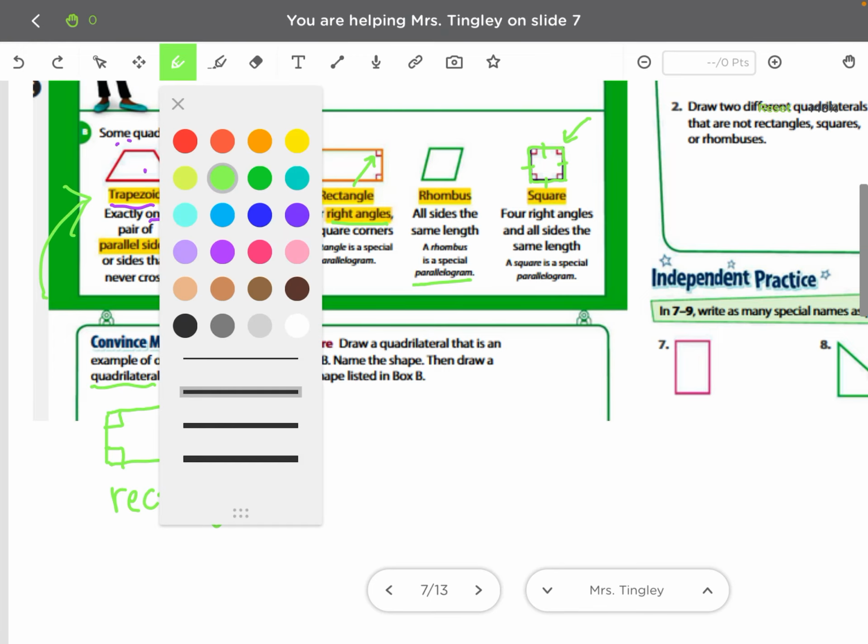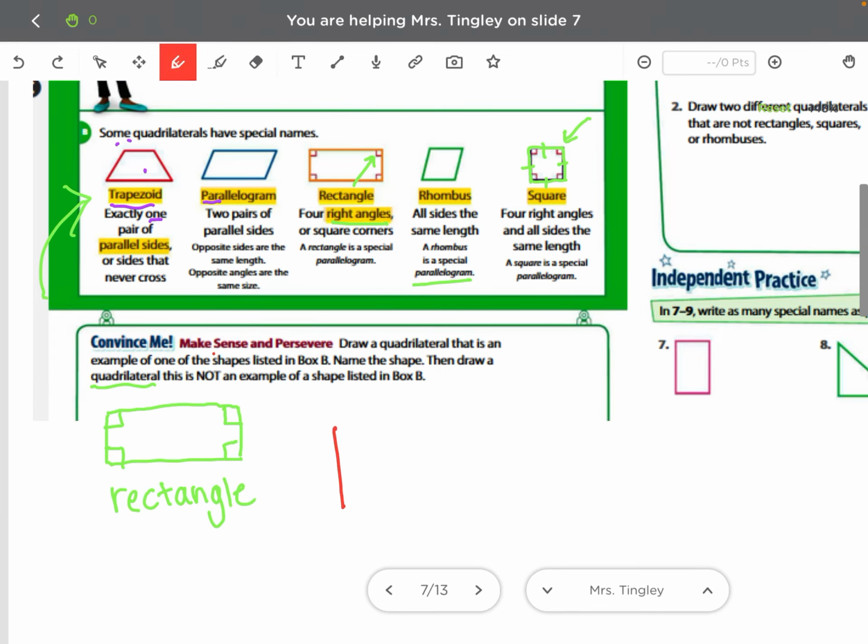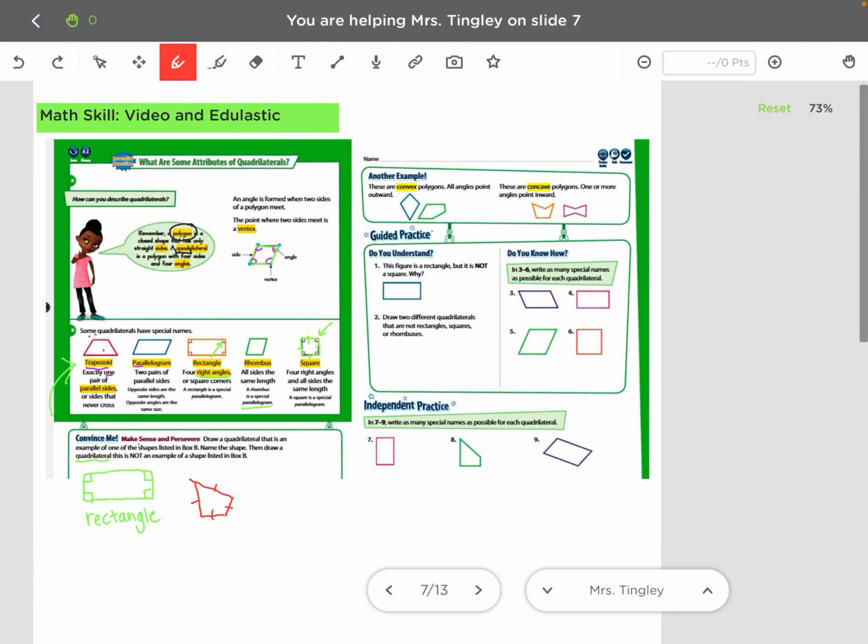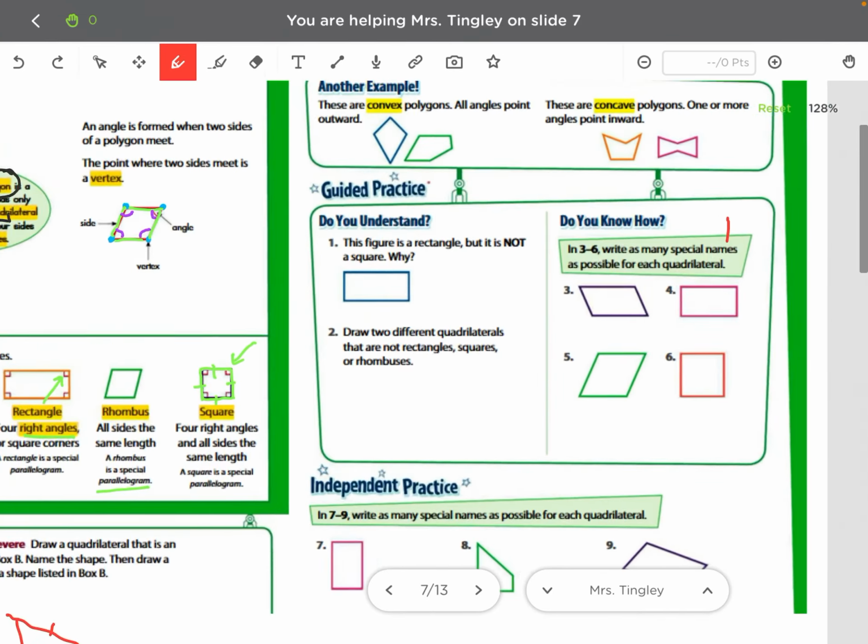Then it said to draw a quadrilateral that is not an example of a shape above. So maybe all of the lengths are different. It's kind of hard to draw one like that. Let's see. So this is also a quadrilateral. But all of the sides are about different lengths. It would actually look more like this, because I drew a trapezoid. There we go. All of the sides are different, but it does have 4 sides. But that is not an example of one of the shapes above. It is a quadrilateral, but it is not a shape from above.